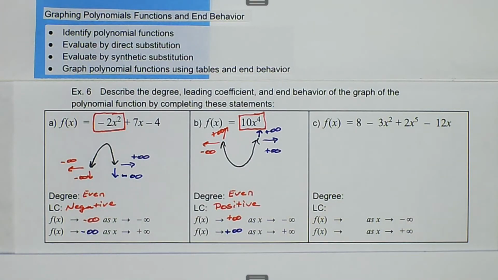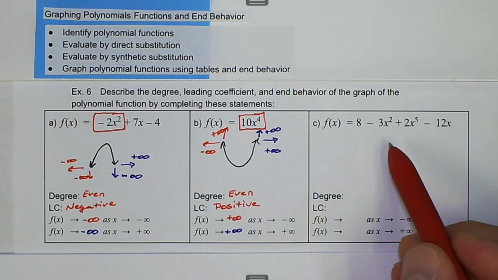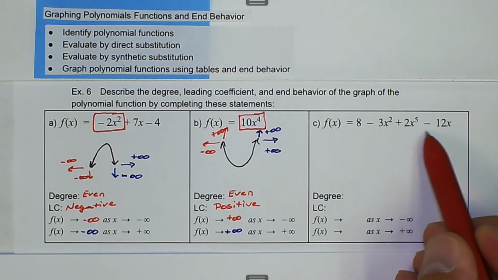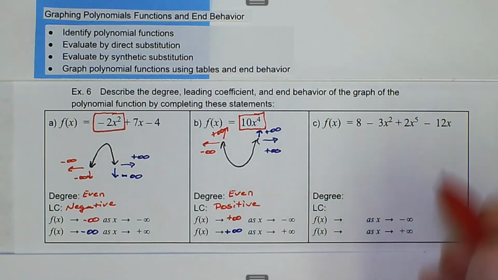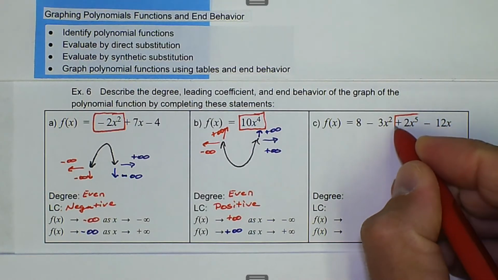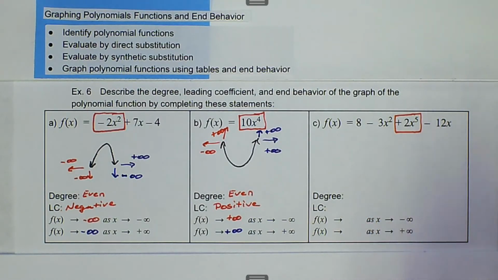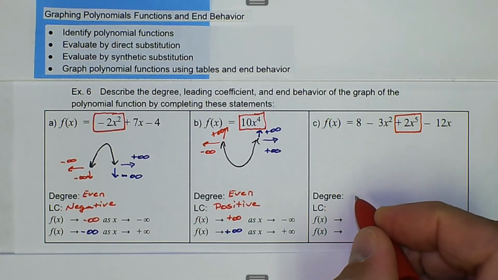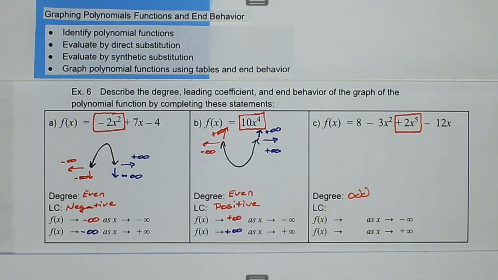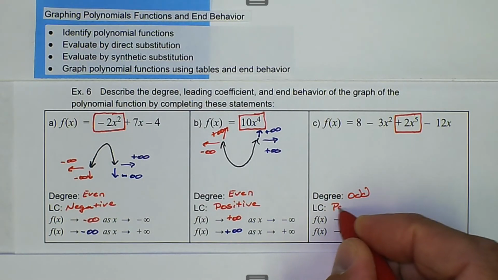Then we have example C, a little scrambled. We have f of x equals 8 minus 3x squared plus 2x to the fifth minus 12x. And in this case, the highest degree is to the fifth, so 2x to the fifth. And so this is an odd function. And we know that it is a positive lead coefficient because of that plus sign.